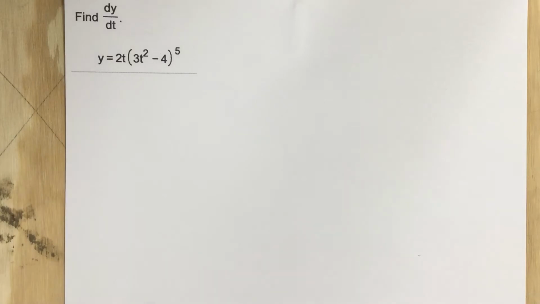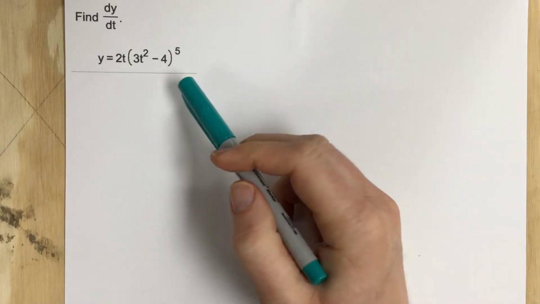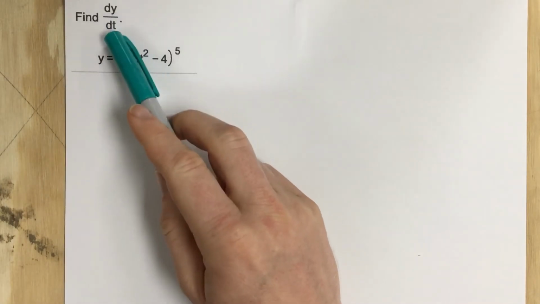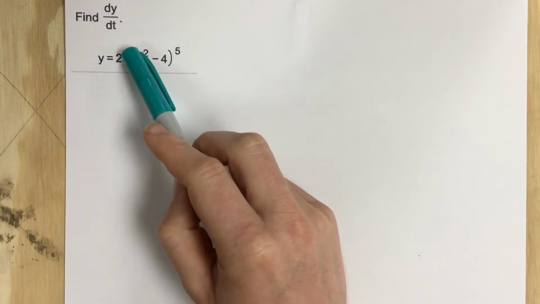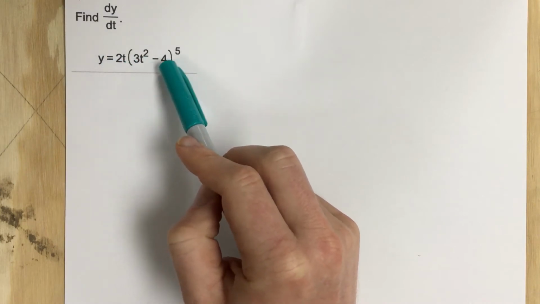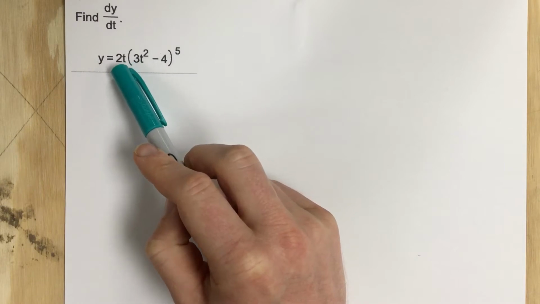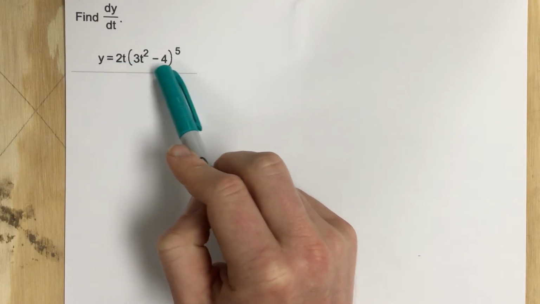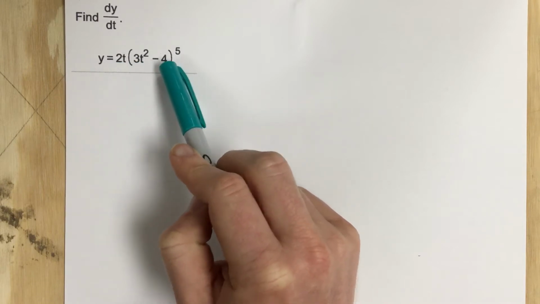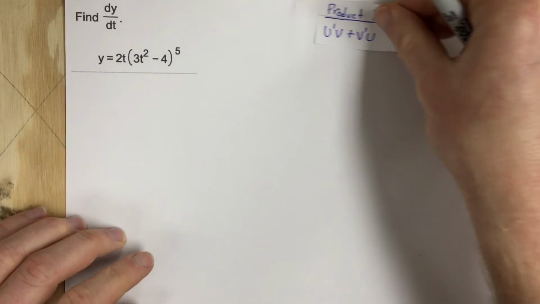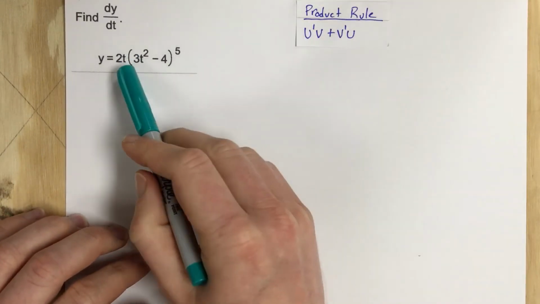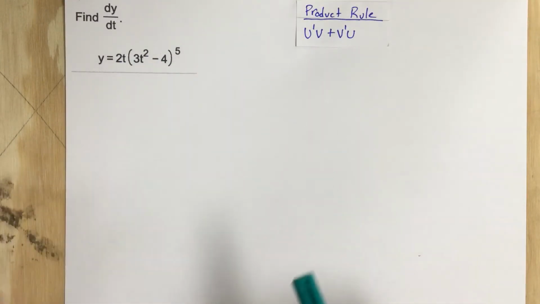This is problem number 9 from section 3.6. And this problem says find dy over dt for y equals 2t times (3t squared minus 4) to the 5th power. You'll notice we have a function times another function, and then we also have a function inside of a function. So we're going to have to use the product rule to take care of this multiplication. And then inside the product rule, we're going to end up using the chain rule.